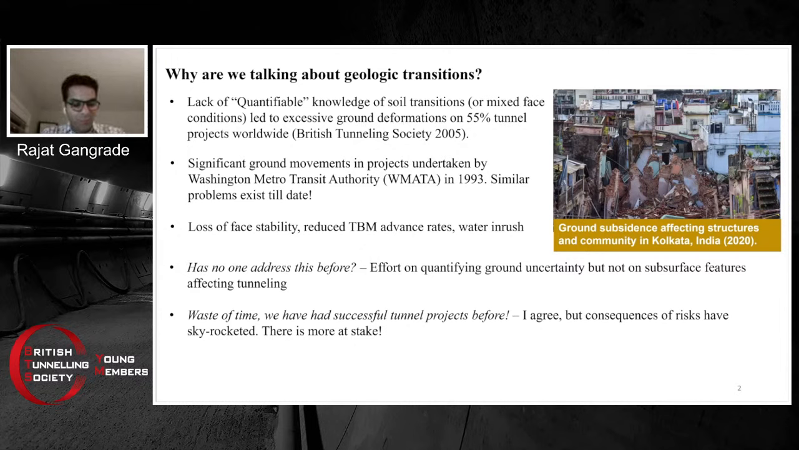When I presented this, or posted it on social media platforms like LinkedIn, many engineers came back, especially from Europe, saying this is a waste of time. We have had successful tunnel projects before.